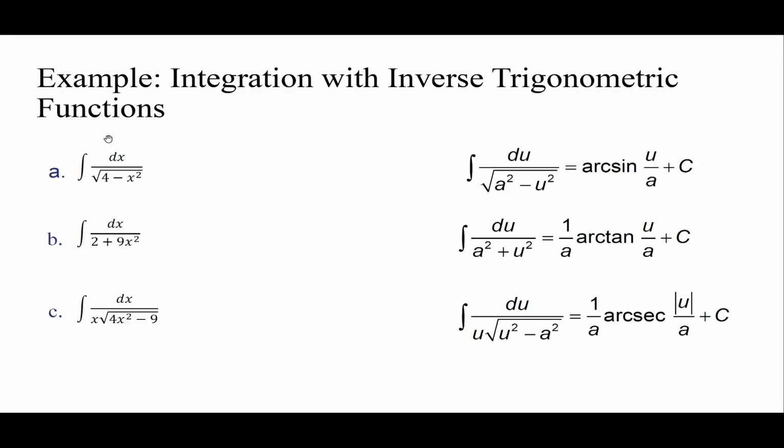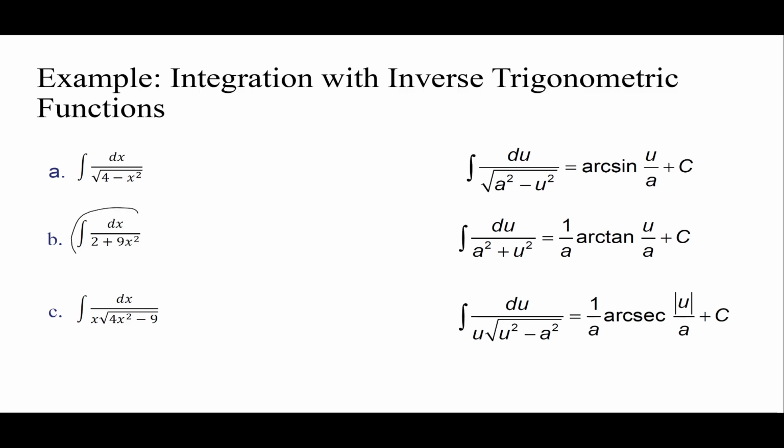We need to find the integral of dx over the square root of 4 minus x squared. We have this formula, we just compare here. a is 2, u is x. So by using this formula, the answer would be sine inverse of u, meaning x, so x over 2.